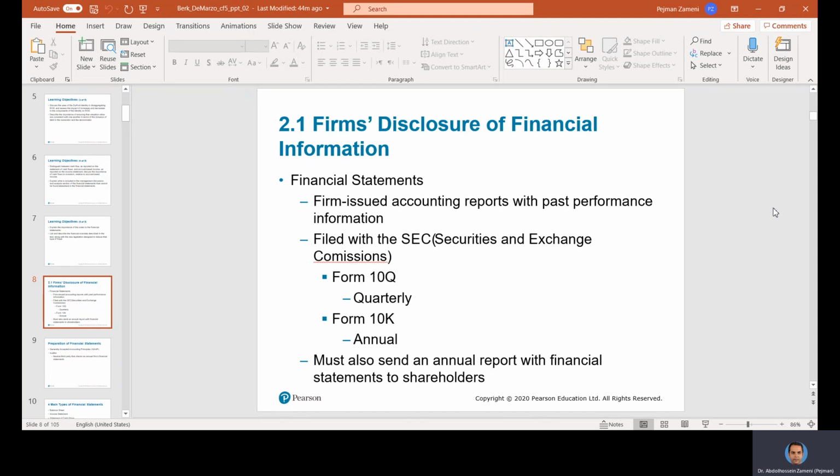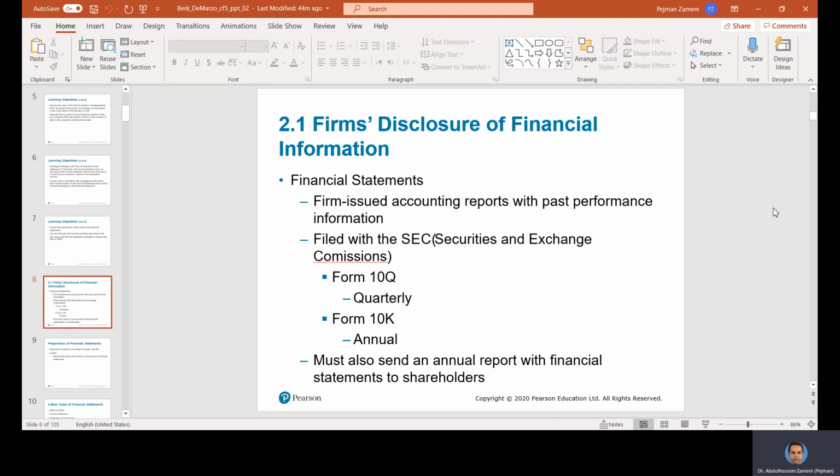Okay, firm's disclosure of financial information. Financial statements: firms issue accounting reports with past performance information. Filed with the SEC, Securities and Exchange Commission. Form 10-Q should be filed and published every quarter, and Form 10-K should be filed and also published annually. The firm must also send an annual report with financial statements to shareholders.